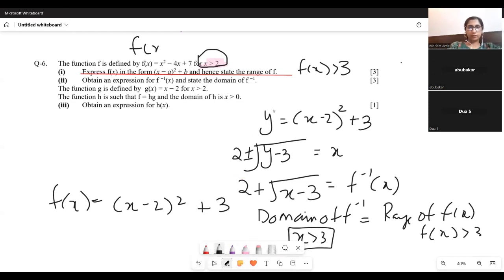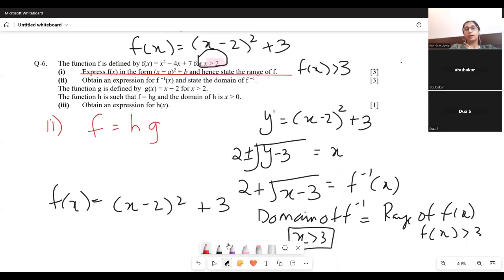Let me write fx here. X minus 2 whole square plus 3. Okay. They're saying that f is actually equals to hg. F is equals to hg. Okay. So what is going to be the function hx?